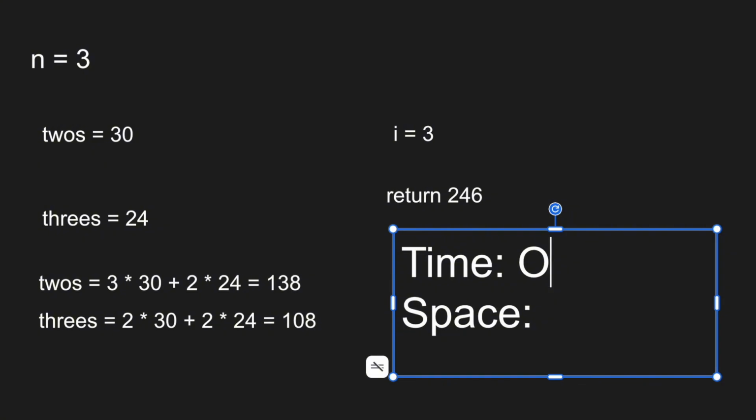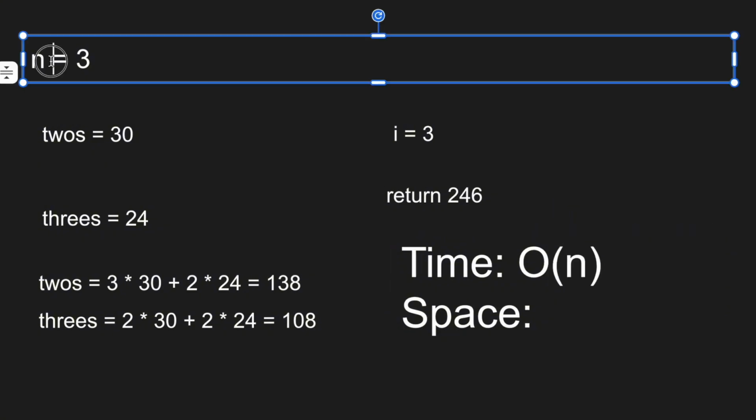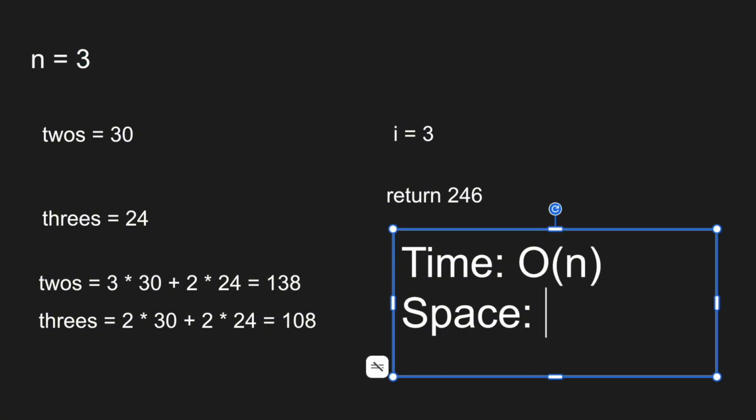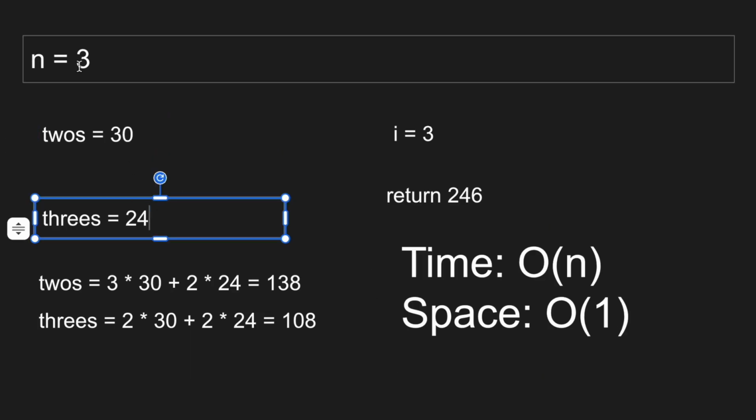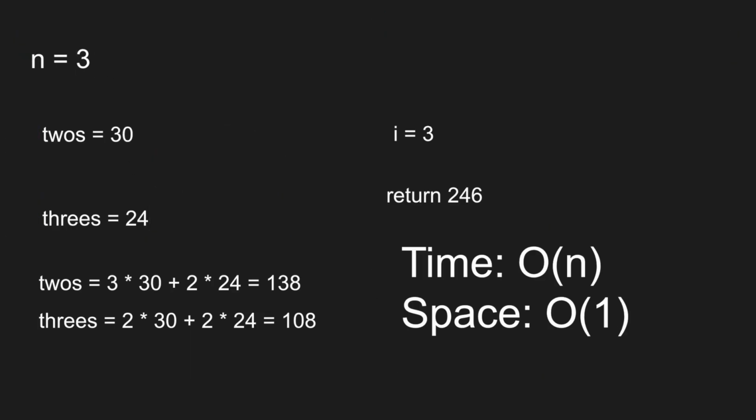So the time complexity would be O of n because it will take n time to iterate through, and the space complexity would be O of 1 because the space that these two variables take up will not depend on n. So now let's get to the coding part.